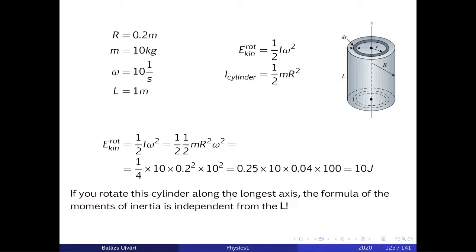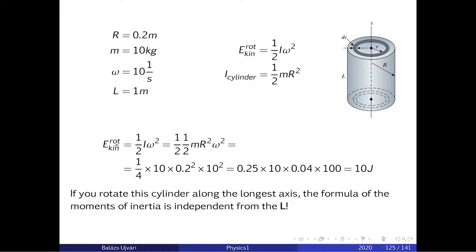So today we will learn how to calculate rotational kinetic energy for different bodies. This is a cylinder. The radius is 0.2, the mass is 10 kilograms, the constant angular velocity omega is 10 1 over s, and the length is 1 meter, but we know, and we will see, that the length doesn't matter. The rotational kinetic energy is 1 over 2 moment of inertia times omega square. The moment of inertia for a cylinder is 1 over 2 mr square.